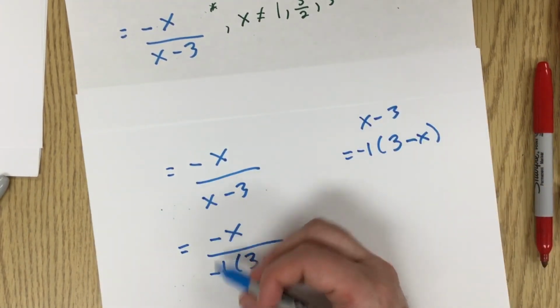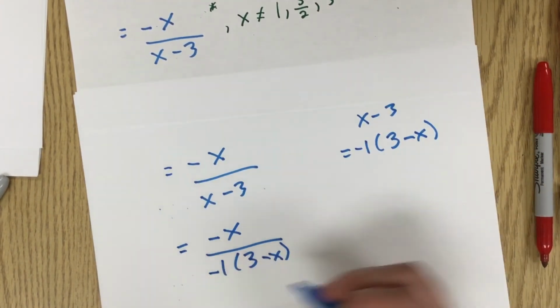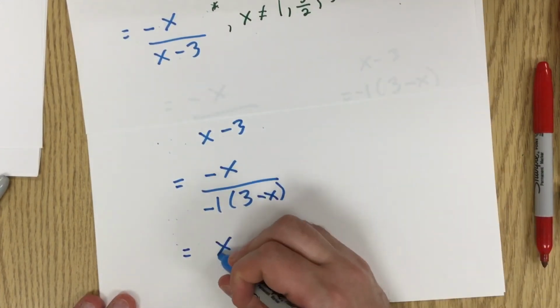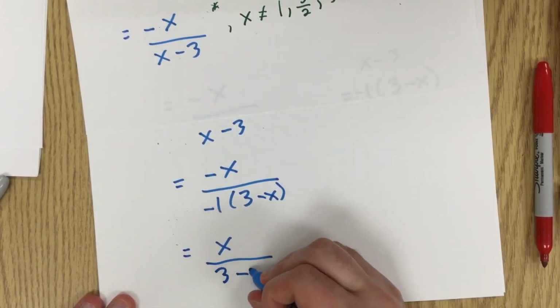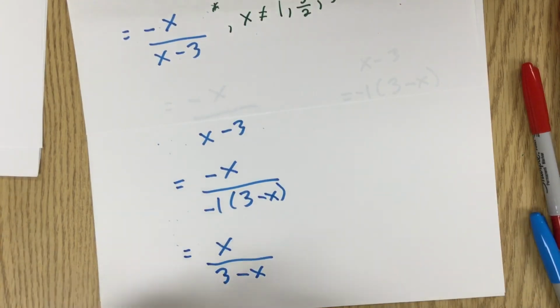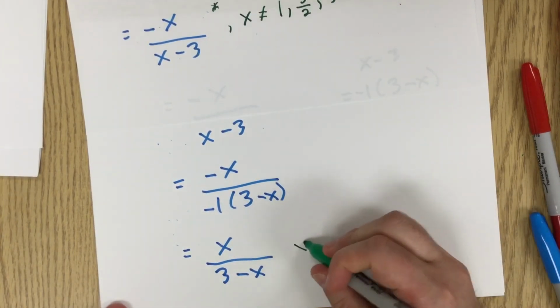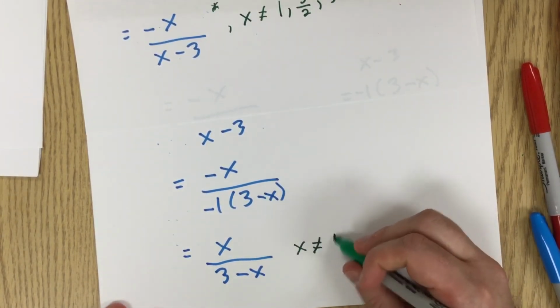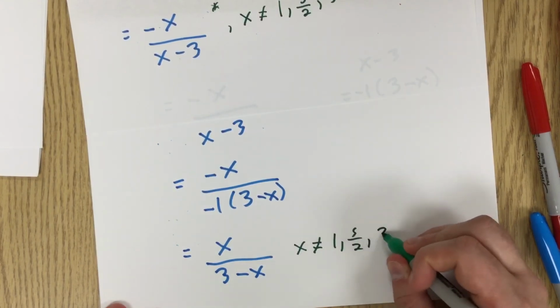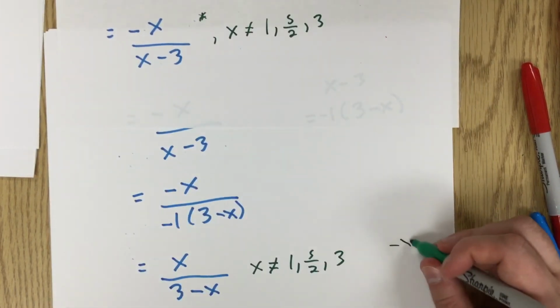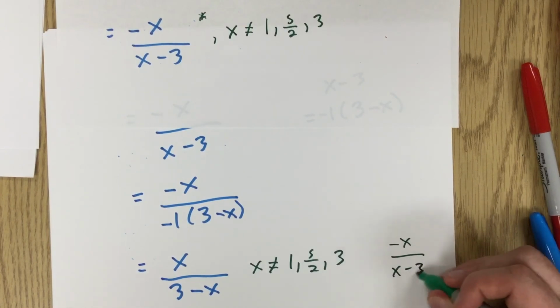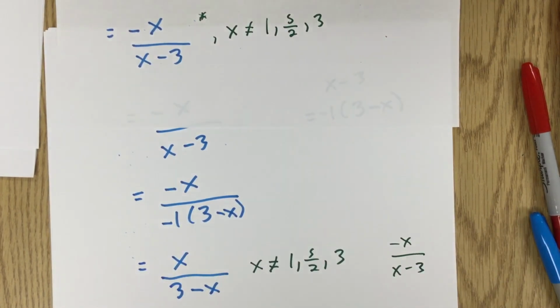And why would I do that? Because then the negatives would cancel, and we would end up with x over 3 minus x, which is kind of pretty. Of course, if you did it like that, you would still have the same restrictions. But it's kind of neat how this and this are equivalent expressions.